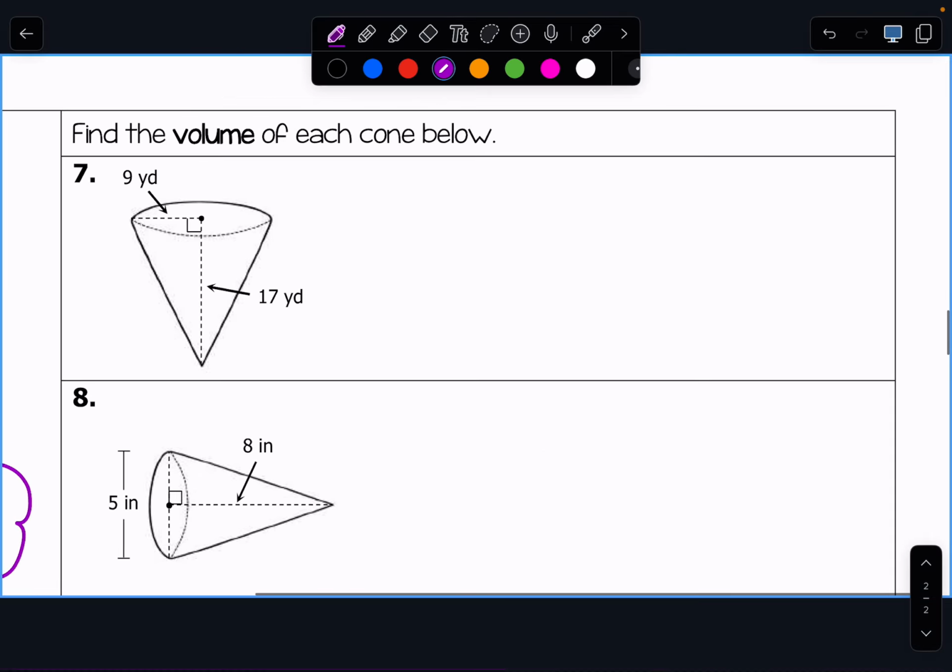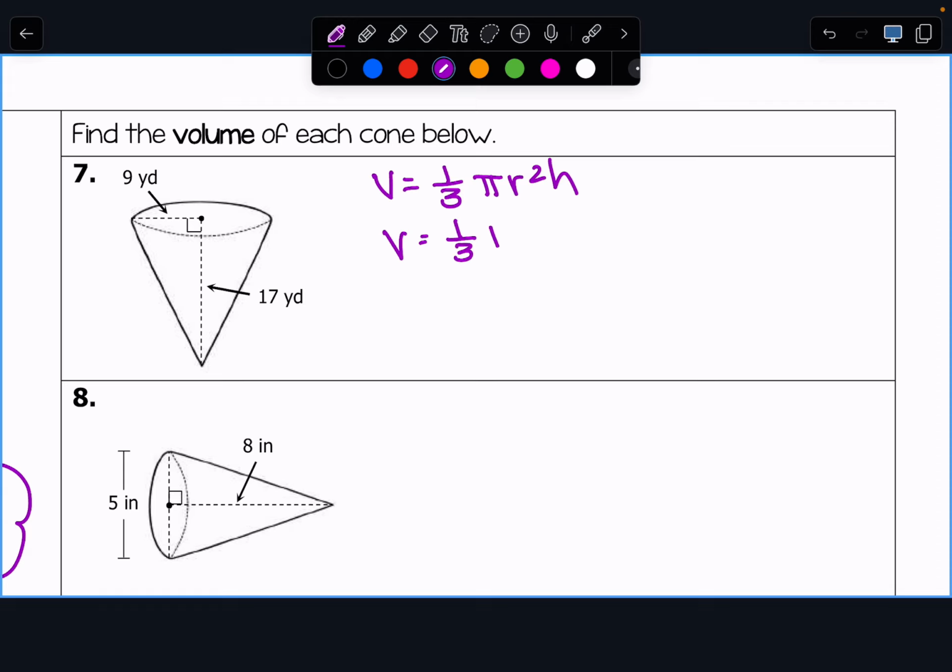Okay, so in number 7, we have volume equals 1/3 pi r squared h. Our radius is 9 and our height is 17. I know this looks easy, but I want to make sure that you can get the right answer in your calculator, because if you can't use your calculator, it doesn't matter if you can set it up, because you're not going to get the right answer.